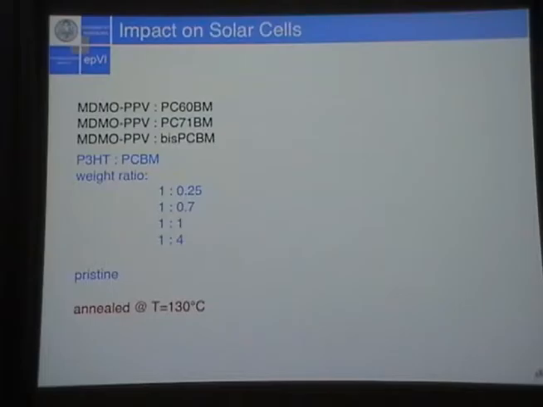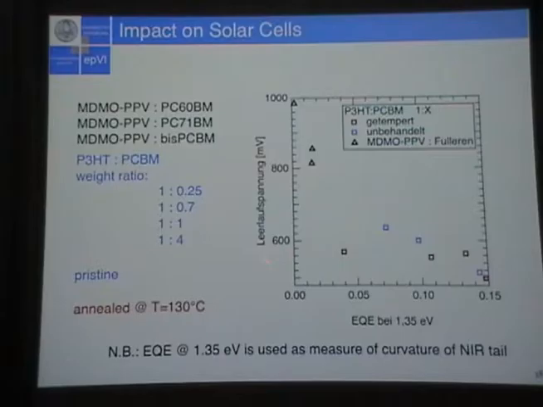The open circuit voltage on the y-axis is a function of the value of the external quantum efficiency. We select this 1.35 electron volt as a measure of curvature. And you see, with just this one exception, you have, if not linear, a very, very clear dependence of open circuit voltage on the EQE, which is the value of external quantum yield in the near infrared. Well, with this, I summarize this part.